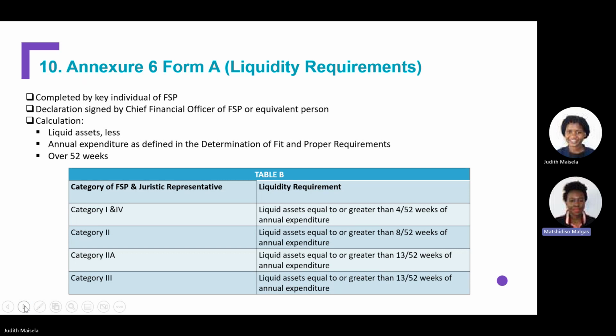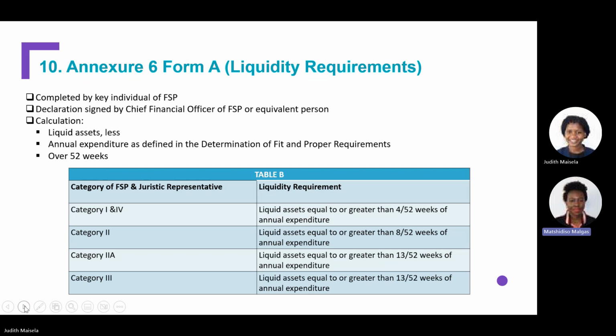So hence we multiply by 8 and divide it by 52. And for a CAT 2A FSP, the liquid assets must be equal to or greater than 13/52 weeks of the annual expenditure. And for a CAT 3, the liquid assets must be equal to or greater than 13/52 weeks of the annual expenditure. So also of importance is knowing who should complete this form.